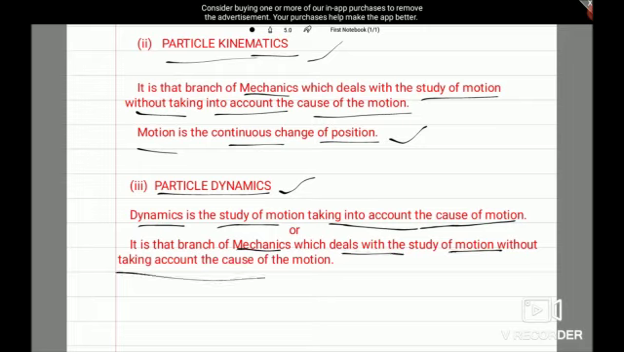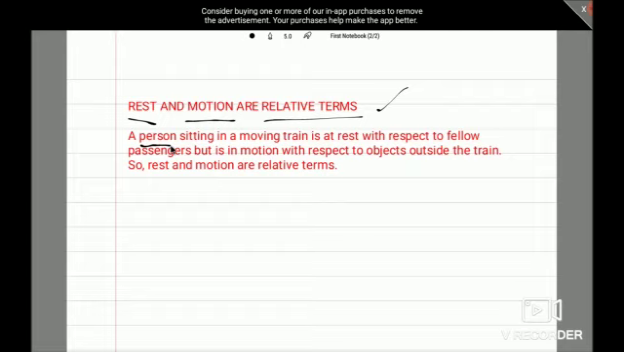Now the next topic is rest and motion are relative terms. It is very difficult to define the terms absolute rest and absolute motion. To define motion, we require a fixed reference. Fixed reference means absolute rest, and it is very difficult to define absolute rest because each and everything is moving. Our earth is moving, our sun is moving, so it is very difficult to define the fixed reference. So absolute rest is complete absence of motion.